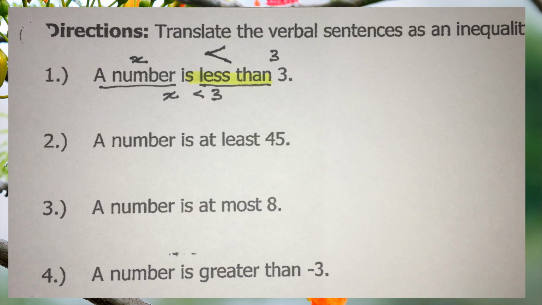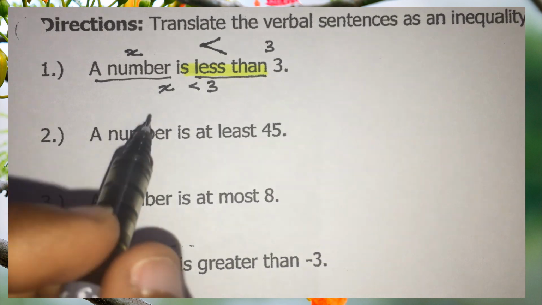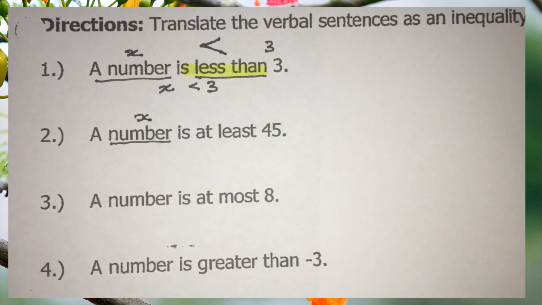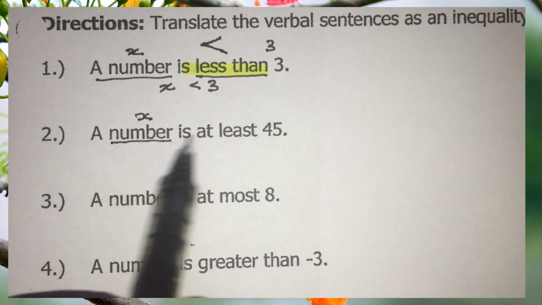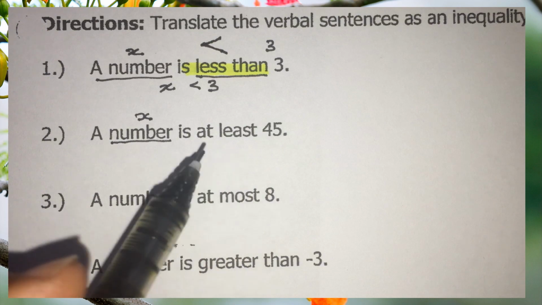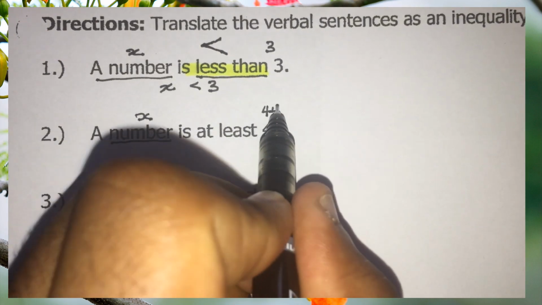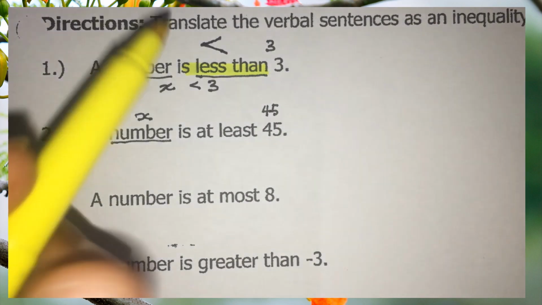Let's look at number 2. It says a number. We don't know what that number is, so I'm going to underline it and call it x. X is just my favorite letter, I mean variable. A number is at least 45. So I'm comparing x and 45. When we say at least, think about what at least could mean.